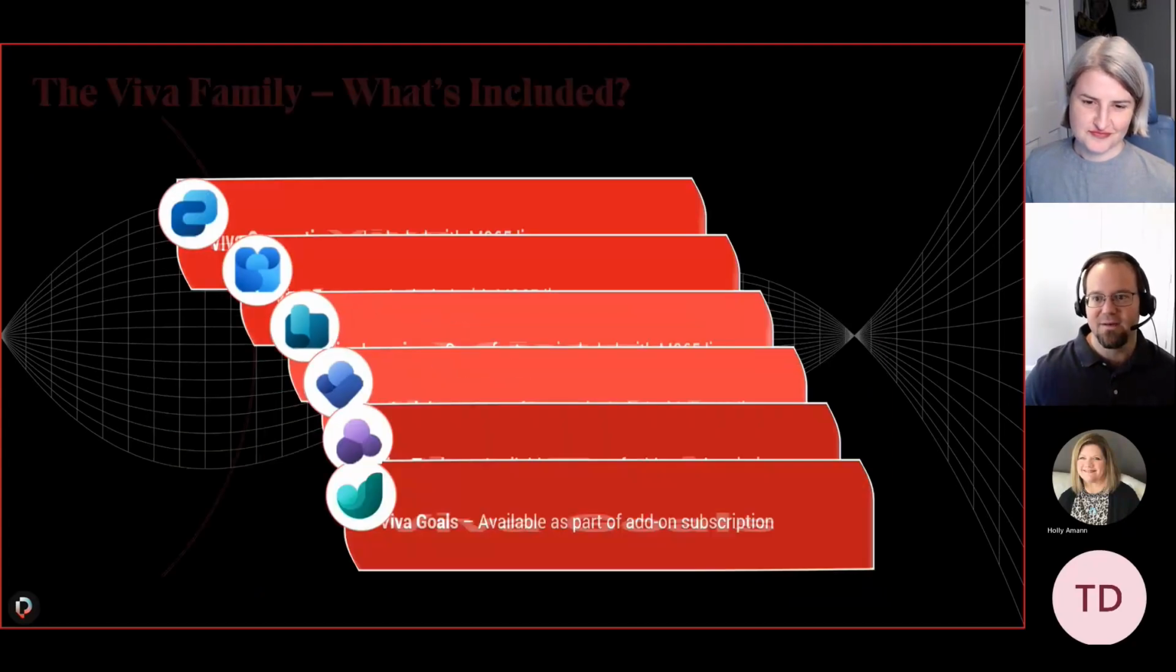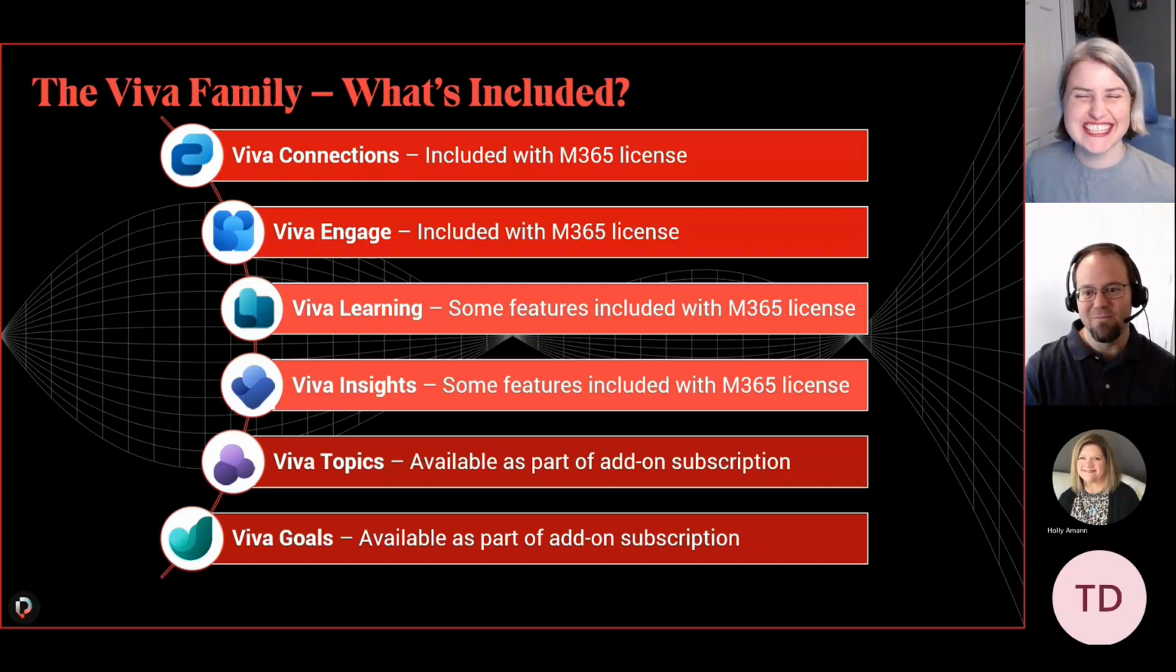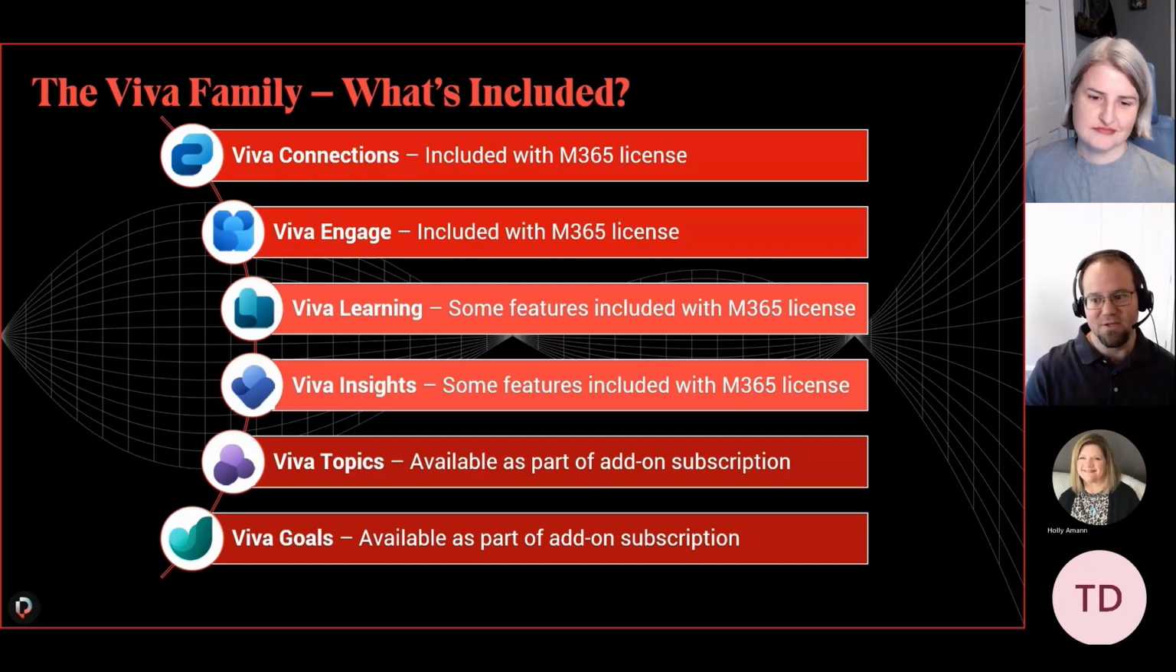So let's go ahead and go through what is included. The top two, Viva Connections and Viva Engage, which we'll be having another webinar on in a month or so, not to spoil anything, but be on the lookout for that, are both included with your Microsoft 365 license. Viva Learning and Viva Insights have some features included with your license. Other features within those apps are premium subscriptions, so you can add that premium layer on top of those apps, either standalone or as part of the entire Viva Suite bundle. And finally, Viva Topics and Viva Goals are only available as part of an add-on subscription.